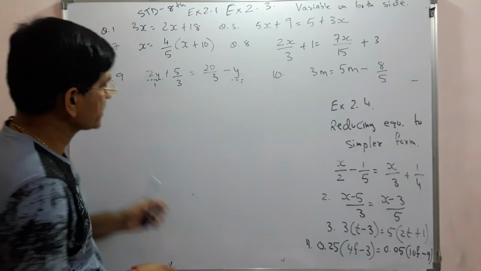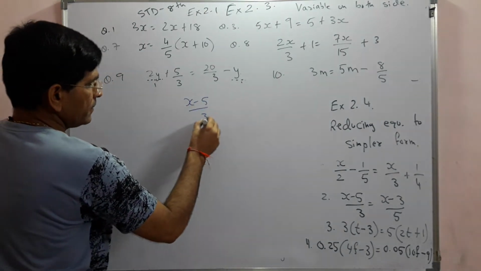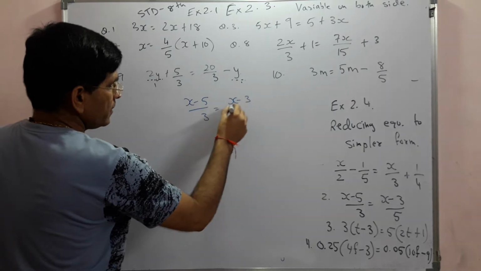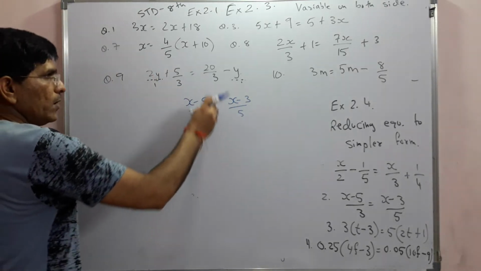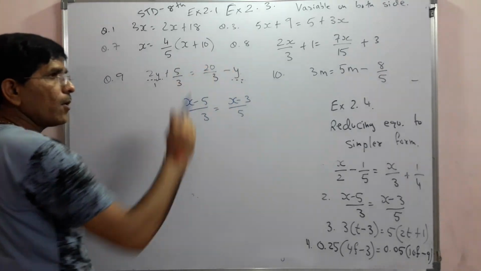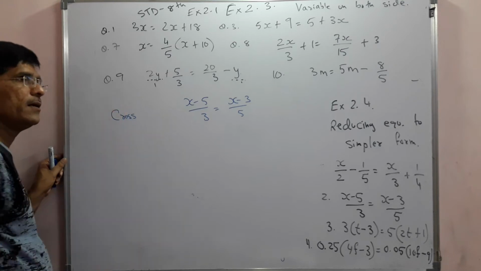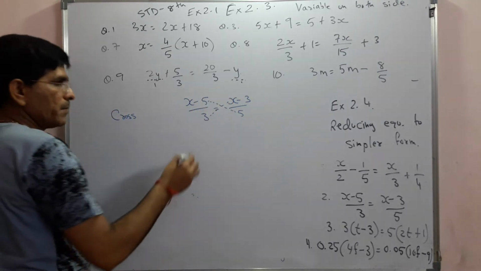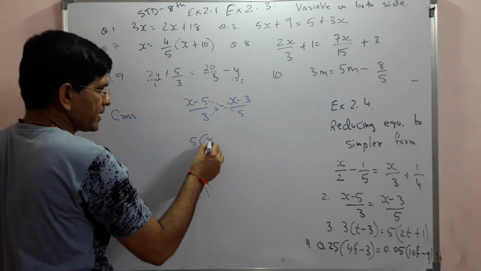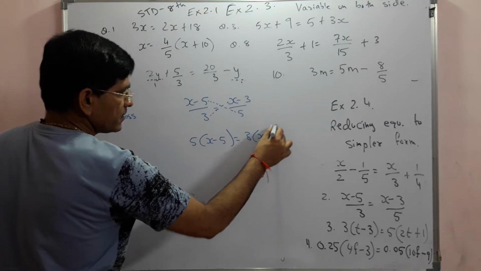Now we will see (x minus 5) by 3 is equal to (x minus 3) by 5. When only two terms are there, where the whole is one term on each side, you have to do cross multiplication. What is the meaning of cross multiply? Here it is called cross multiply. So 5 in bracket I write x minus 5, here with 3 I write x minus 3.